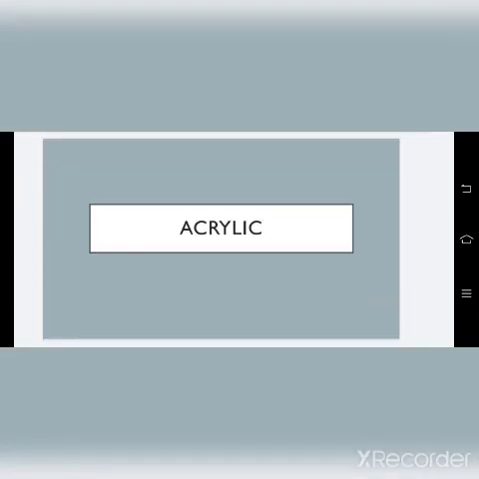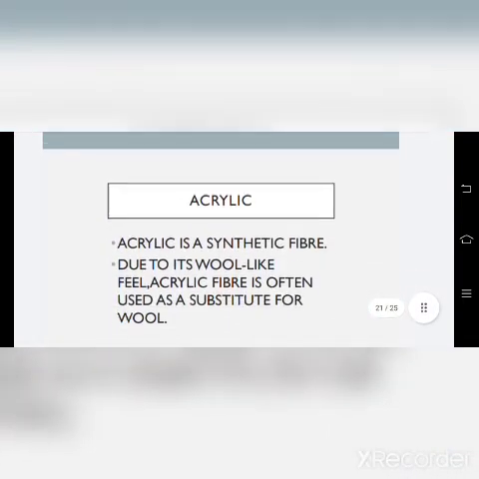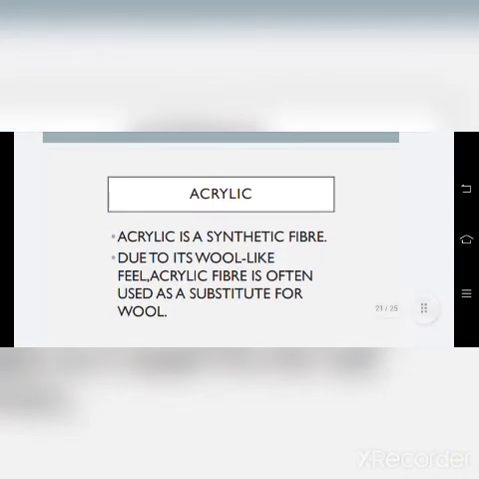Acrylic is another synthetic fiber. Acrylic resembles wool and hence it is used in place of wool.